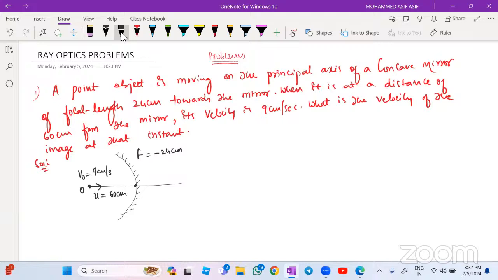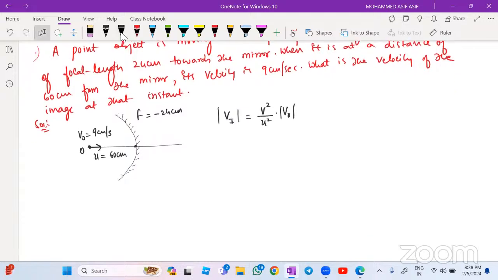What is the formula for velocity of image, beta? Velocity of image, in terms of magnitude, is equal to v square divided by u square into the velocity of the object. Object distance is there. Focal length is there. I don't know the image distance. I can calculate it by using the formula v is equal to u into f divided by u minus f.